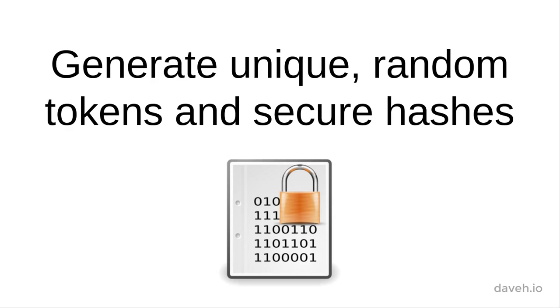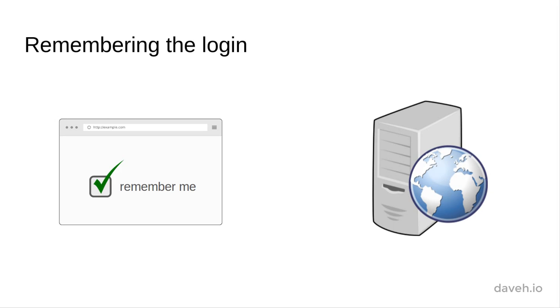Generate unique random tokens and secure hashes. First, we need to generate a unique random token to identify the remembered user. This value is what we'll store in the cookie in the user's browser.